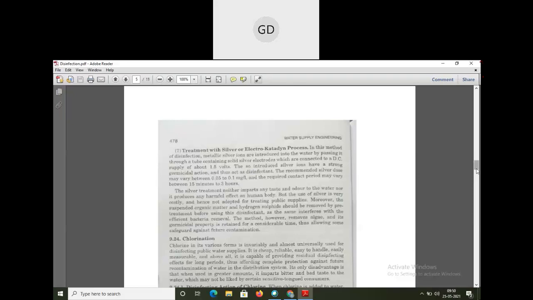Now we know that chlorine is the most effective disinfectant that is used. So now we will study the chlorination process, that is, adding chlorine to water to remove the bacteria that are present. When chlorine is added to water, it will form hypochlorous acid, or you can say hypochlorite ions.